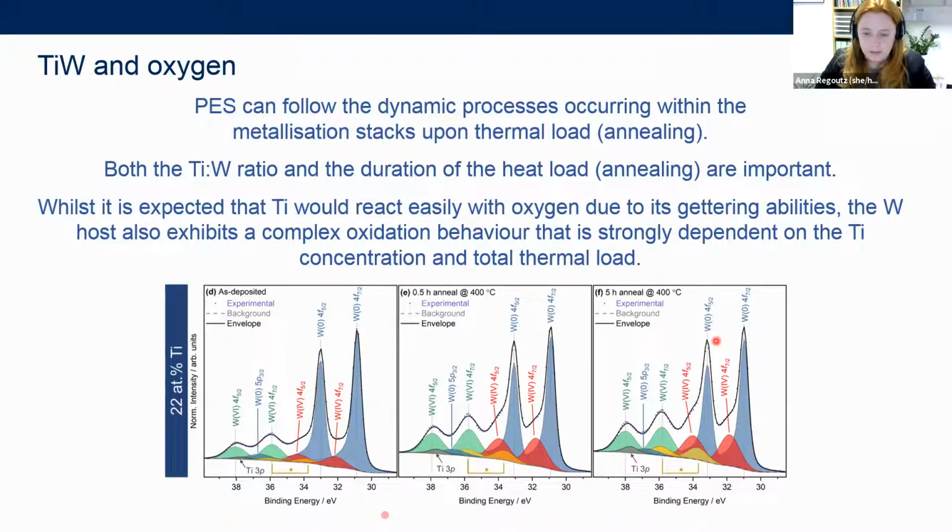But what you can show is that depending on the titanium concentration and on the thermal loads in these devices, by careful peak fit analysis of these core levels, you can show these differences in oxidation states also of tungsten. The tungsten partially oxidizes, and that has a huge influence on this kind of behavior of your titanium tungsten diffusion barrier during operation.